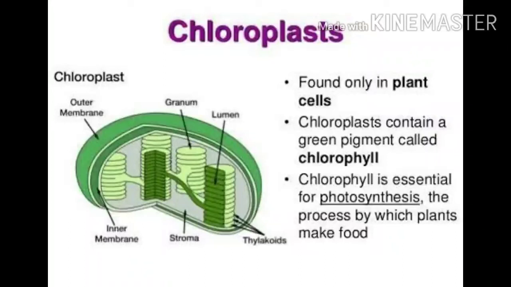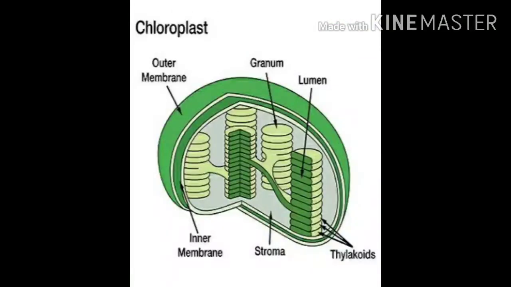Next, structure of chloroplast. Chloroplasts are green plastids containing green pigment called chlorophyll. Chloroplasts are oval-shaped organelles having a diameter of 2 to 10 micrometer and a thickness of 1 to 2 micrometer. There are four main structures found in the ultrastructure of chloroplast.